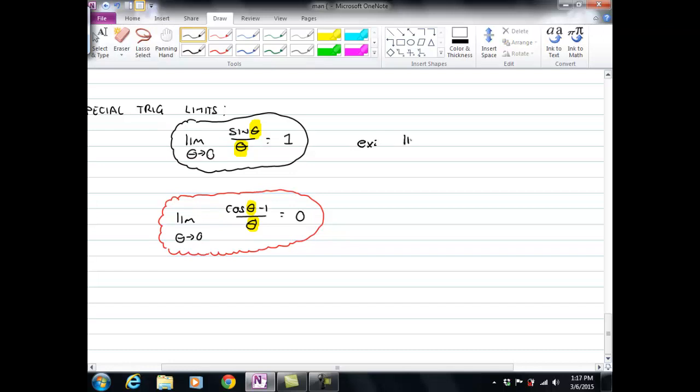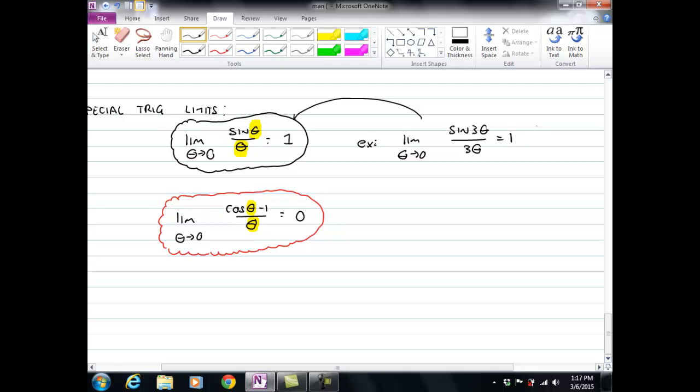Example: the limit as theta approaches 0 of sine 3 theta over 3 theta. This is a typical example I can ask you, because if you sub in 0 right away, you get 0 over 0, which can't be done. So we go back to my little rule, and you say, hey, look, it's the same. So it actually does equal 1. Easy.